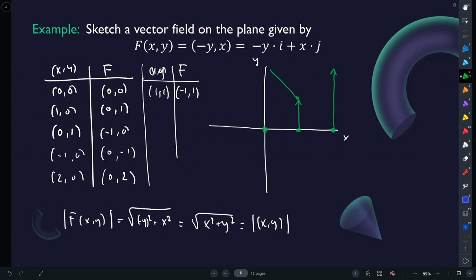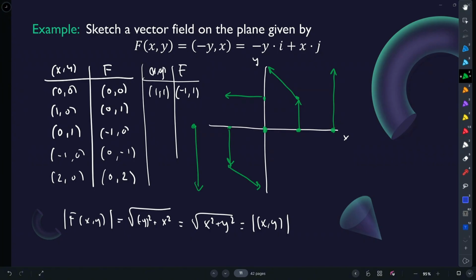So over here, it points that way. Over here, it points that way. Over here is pointing that way. You can see where I'm going. I don't want to draw the whole thing. Over here, we draw like that, and so on. Here, it draws like this.